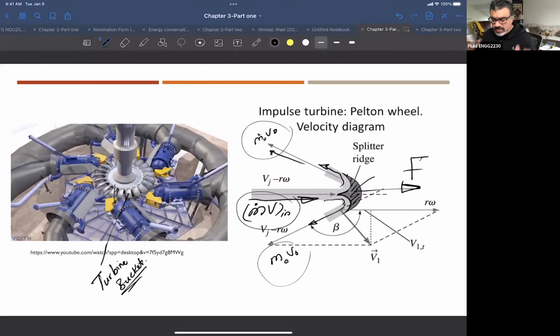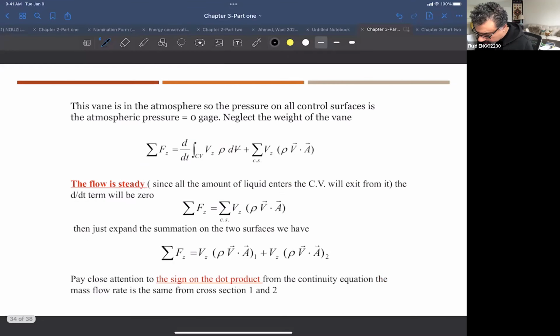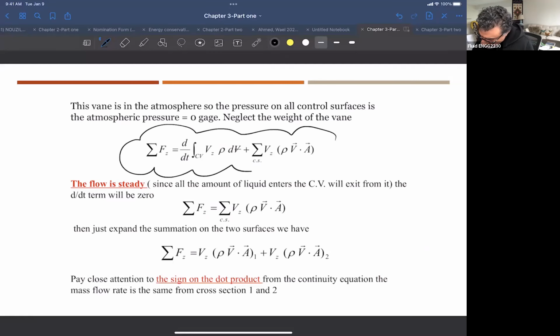Okay, so the application is massive in this kind of application. In general, this is our equation for the summation of forces on any control surface. Of course, this is in the Z direction, but it could be in any other direction. The first part here is within the control volume. What is the momentum change within the control volume? And here, what is crossing in and out of the control surface?